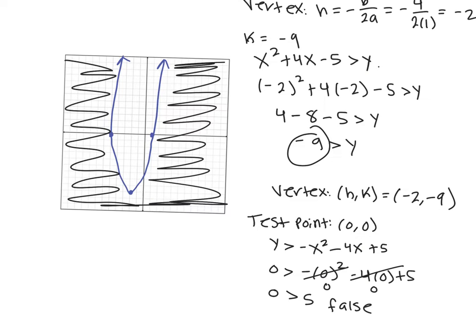If you were asked to pick 2 points from your solution set, again, you can pick any 2 points that are in the shaded area. So I can pick 3, 1. I can also pick 5, negative 2. Both of those points are going to be in our solution set.